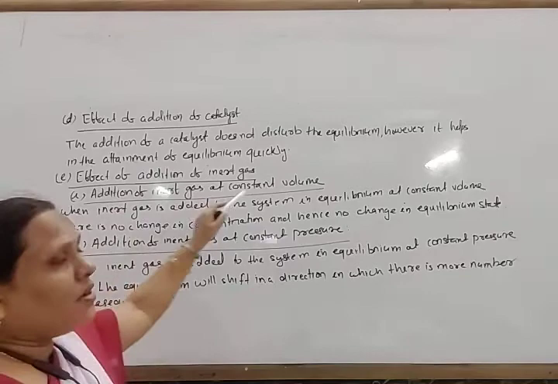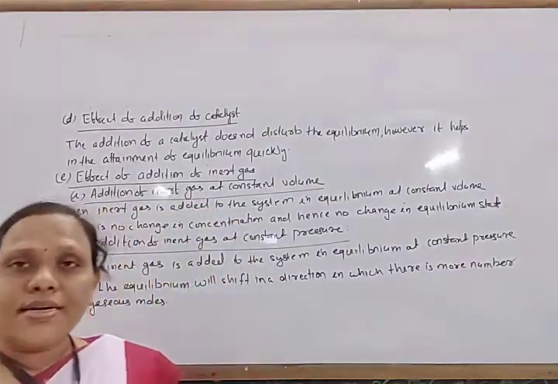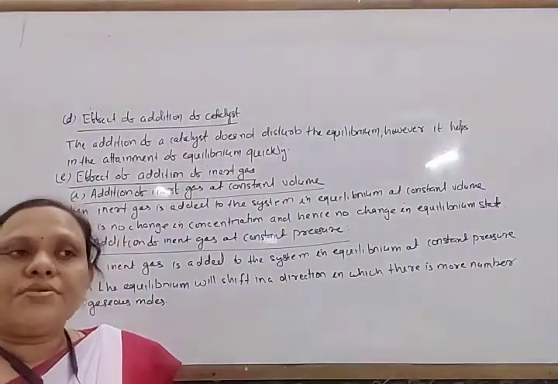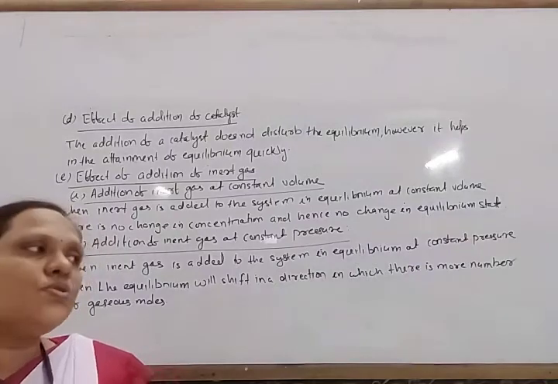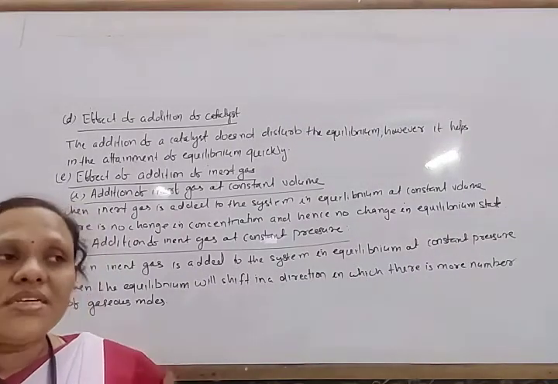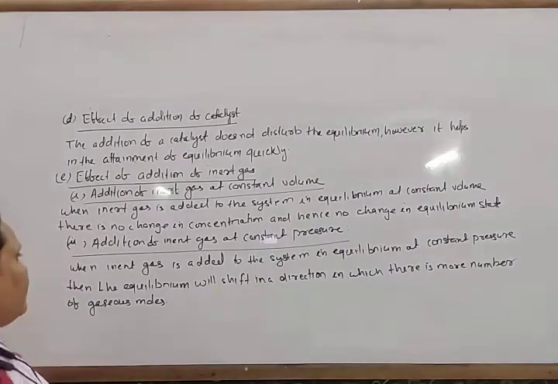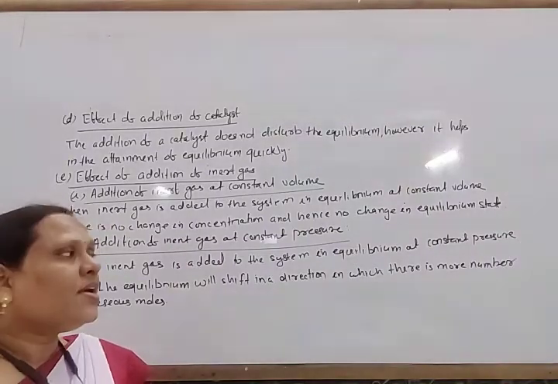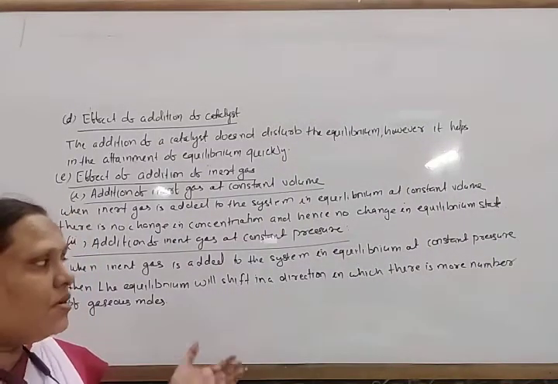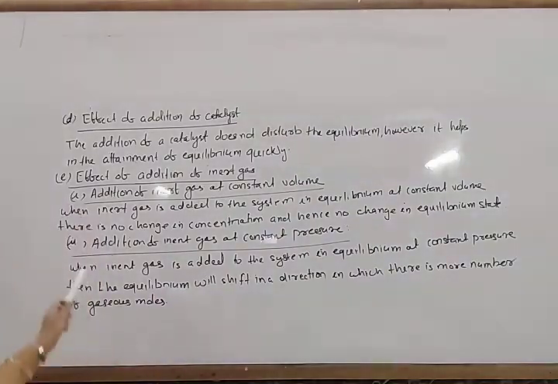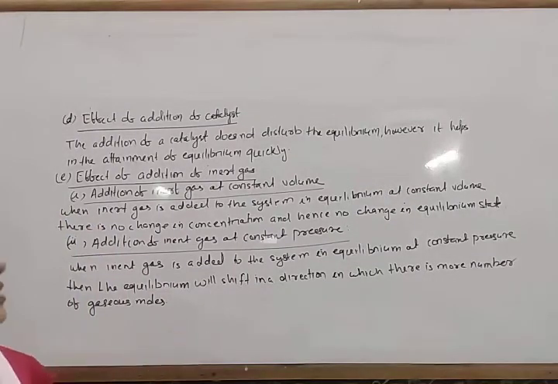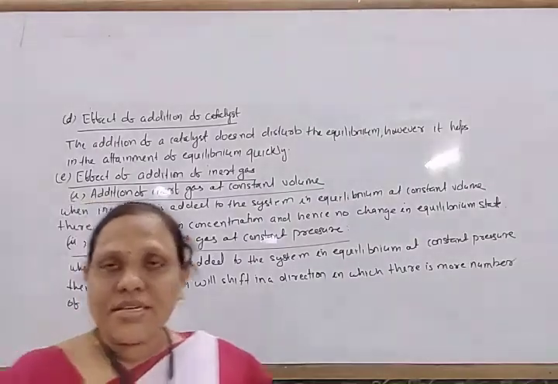So effect of addition of inert gas. If some inert gas is added at constant volume, the number of moles of gas per unit volume will not change. In this way, with no change in concentration, there is no change in the equilibrium position. But if the addition of inert gas takes place at constant pressure, then some more amount is added. So when inert gas is added to the system in equilibrium at constant pressure, the equilibrium shifts in the direction in which there is more number of gaseous moles.